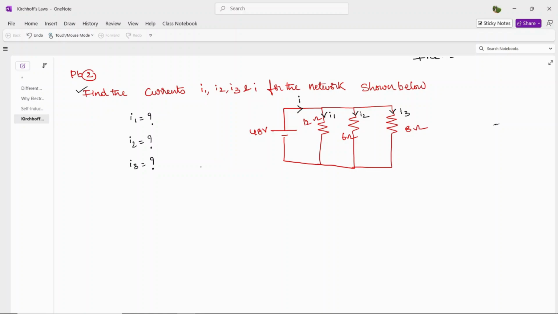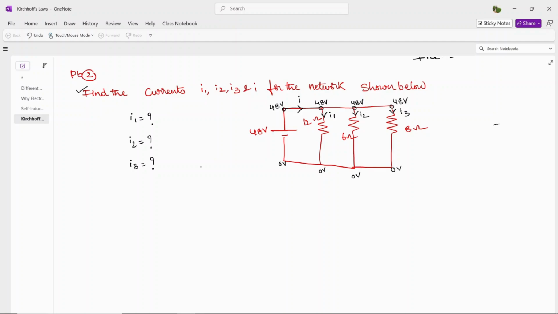By seeing the problem you can understand that I can write down the I1. The voltage at this point is how much? 48 volts. The voltage at this point is 0 volts. Therefore, these are connected to the same points: the voltage at the top is 48 volts and at the bottom it is 0 volts.